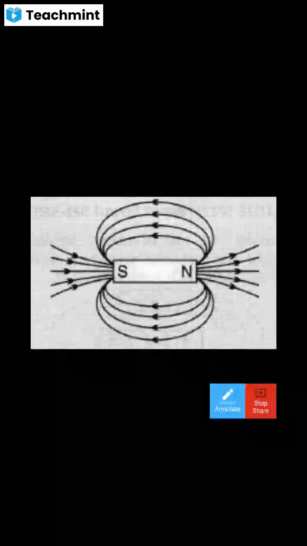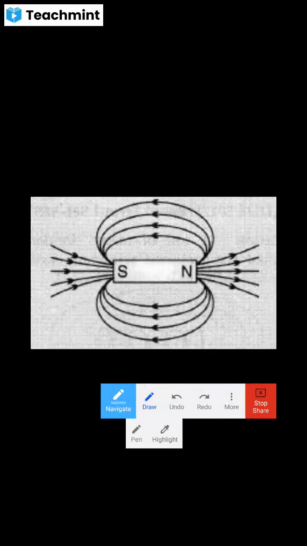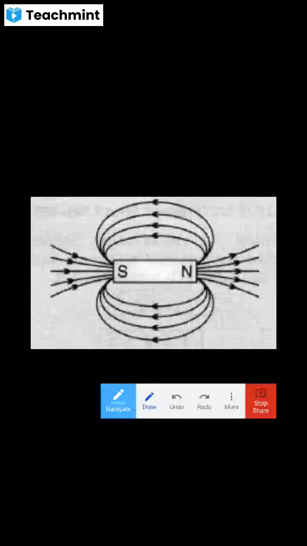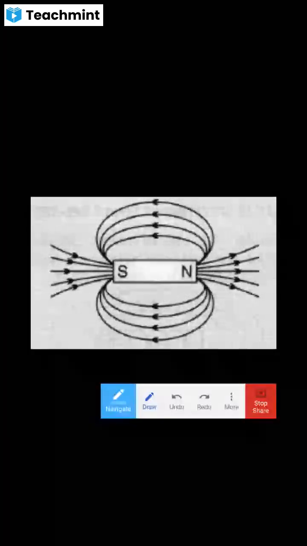Look, are these field lines touching each other? Are they joining like this? No, no, sir. It will not be like this. This is completely wrong. No two field lines are found to cross each other.